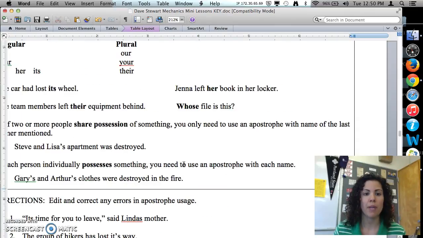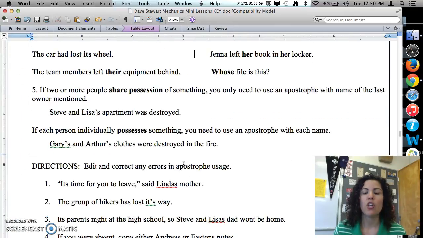Here, if two or more people share possession of something, you only need to use an apostrophe with the name of the last owner mentioned. So here we have Steve and Lisa's apartment was destroyed. It is both of their apartments. So here we just have the apostrophe S. If each individual person has possession, then we use an apostrophe with each name. Gary's and Arthur's clothes. They each have clothes, so it belongs to specifically each one of them, where here the apartment is jointly owned together.